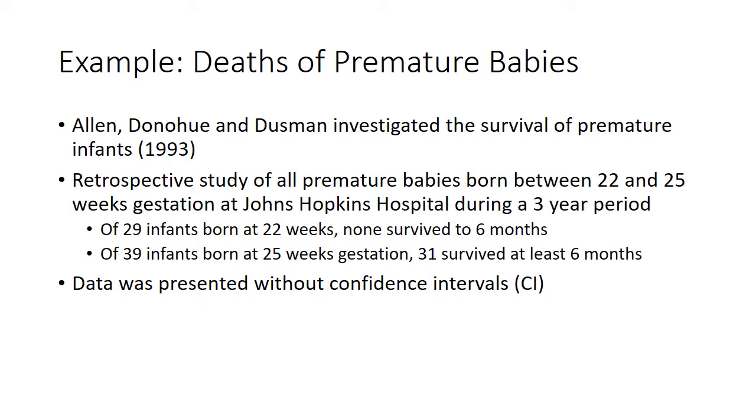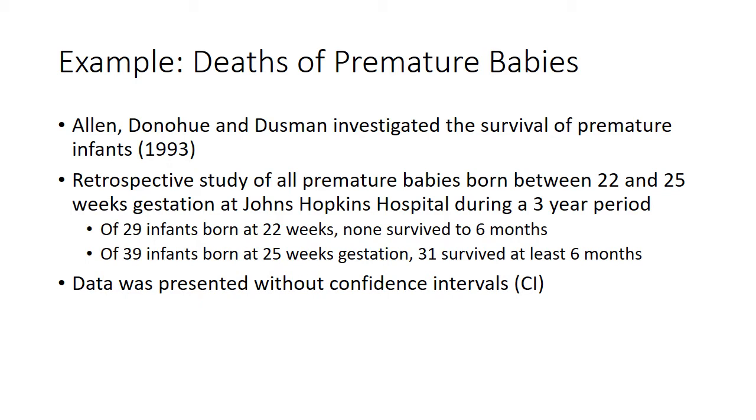So this was a retrospective study, meaning that it was information that they were collecting after it had already occurred. And so they're looking backwards in time at these babies that were born between, say, 22 and 25 weeks gestation at Johns Hopkins Hospital. And this is over a 3-year period. And what they found was, of the 29 infants that were born at 22 weeks, none of those survived to the 6-month time frame.